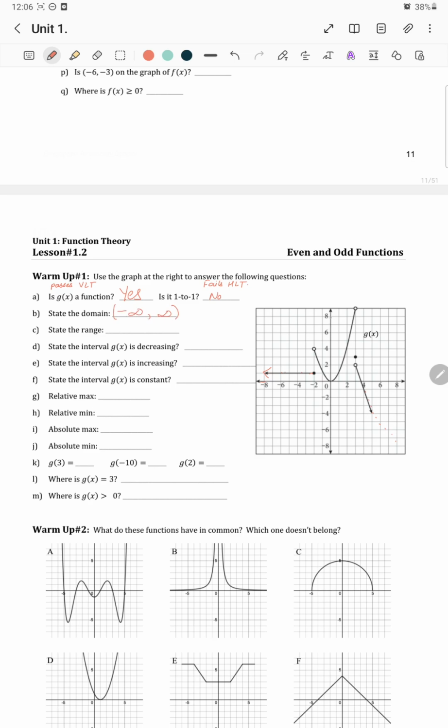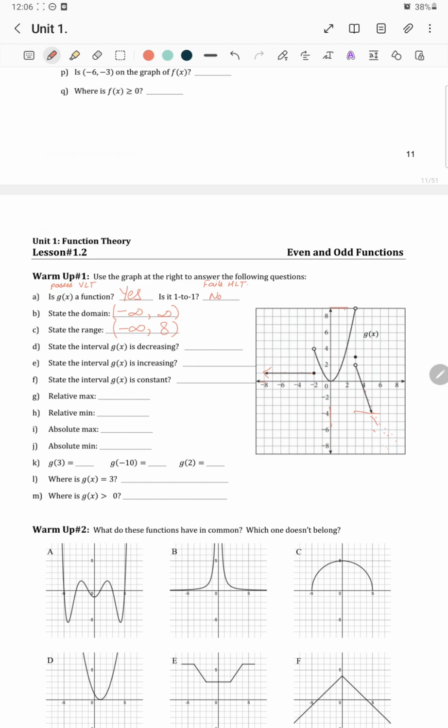Range is all the y values. The graph is going downwards towards negative infinity, and upwards it is stopping at 8, and 8 is not included. So the range is from negative infinity to 8, where 8 is not included.